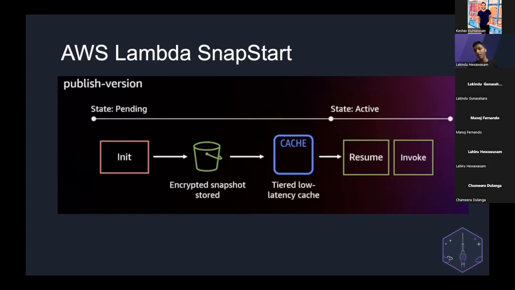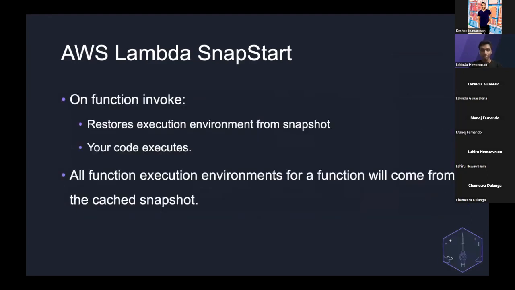I won't be doing a demo about this because there's nothing much to demonstrate here. It's just that the overall feature is quite fun and good to use for Java programmers. And you don't have to do anything. You just have to tick a checkbox and that will enable SnapStart for you automatically. So on function invoke, it restores the execution environment and your code executes. And all function execution environments for a function will come from that cache snapshot. So if you have concurrent executions of the same Lambda function, it will automatically take your snapshot and initialize all of those concurrent invocations. So you don't have cold starts there as well.